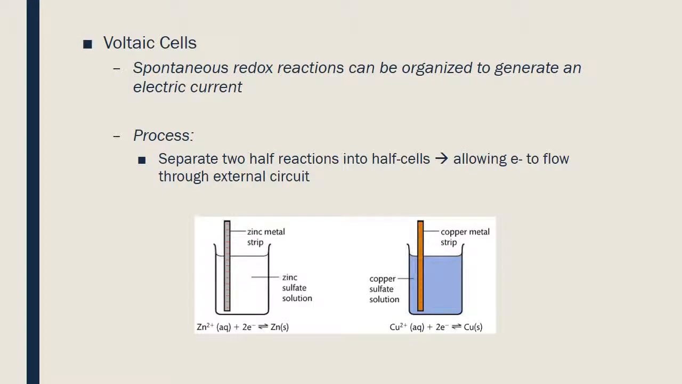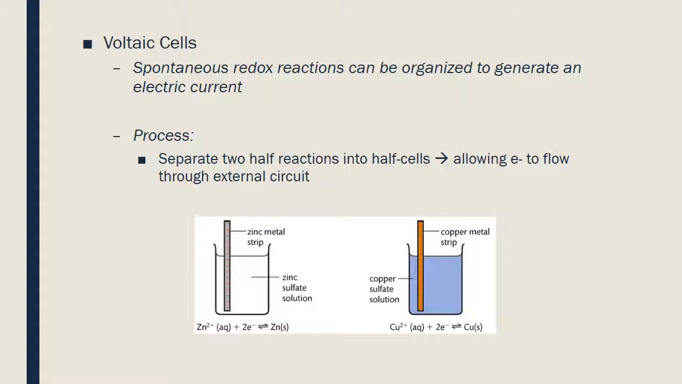So moving into 9.2, 19.1, now we're looking at the purpose behind redox reactions and why we need to know about them and where we use them. And one of the processes is called voltaic cells. Voltaic cells are where spontaneous redox reactions can be organized to generate an electric current.